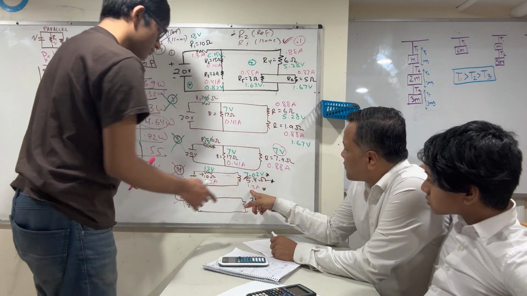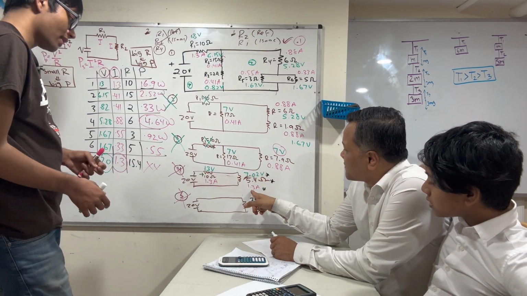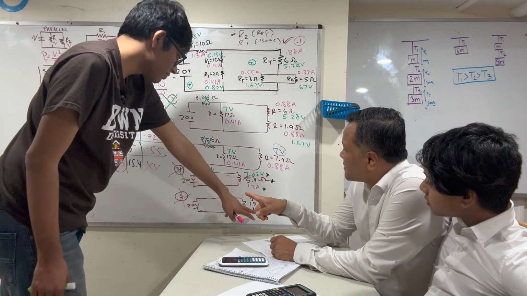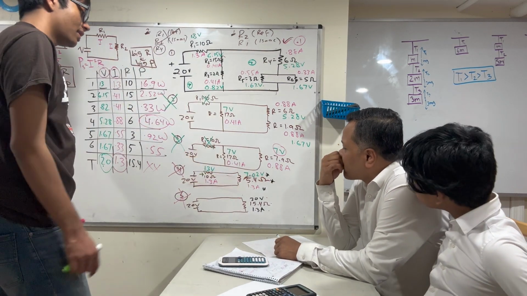Why do we have 1.3 over here? It's not 1.3, is it? It is, because it's a series. So it's starting from 1.3. Okay, yeah.